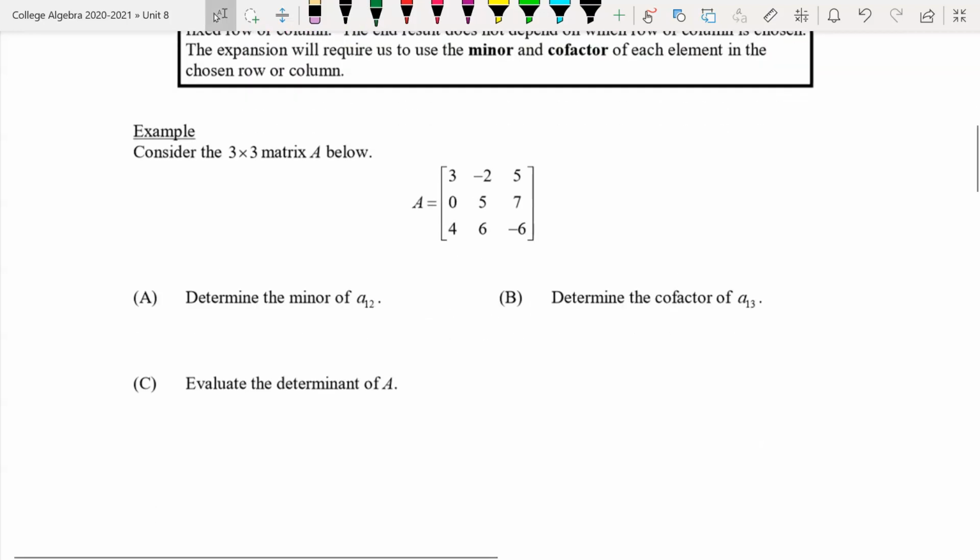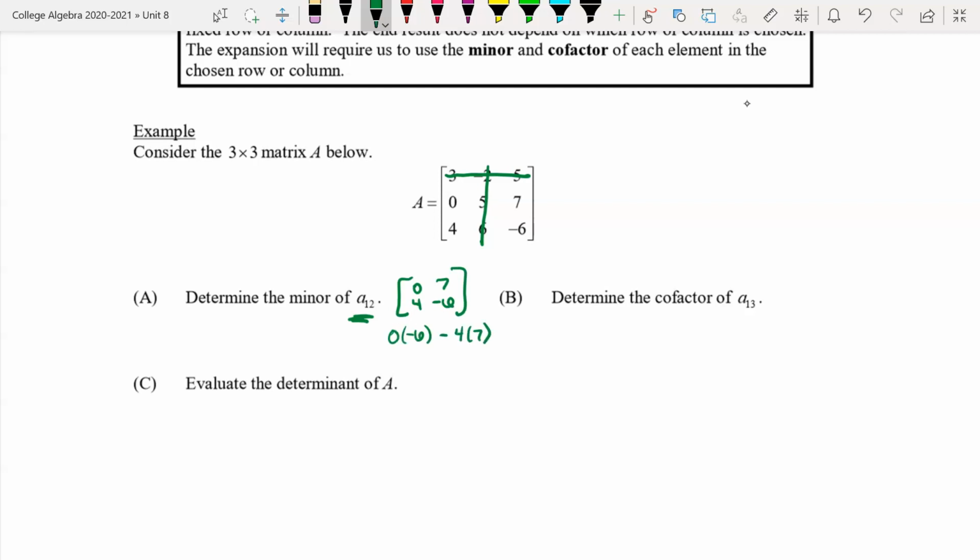So here's what you're going to do. It says find the minor of A12. So what I do is I get rid of row 1 and column 2 in our matrix. I'm going to make a 2x2, and the minor is the determinant of that 2x2. So I'm going to take 0 times negative 6 minus 4 times 7. So I get 0 minus 28. So the minor of A12 is negative 28. So again, you get rid of the row and the column that they say to get rid of, and you create a 2x2, and you find the determinant of it. All right.